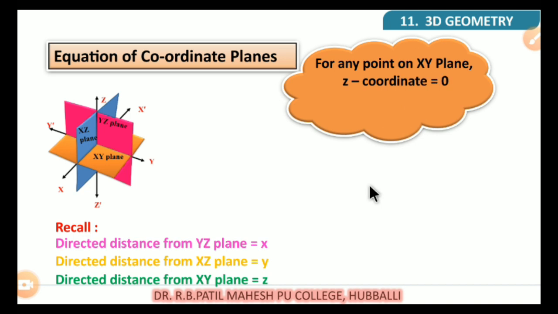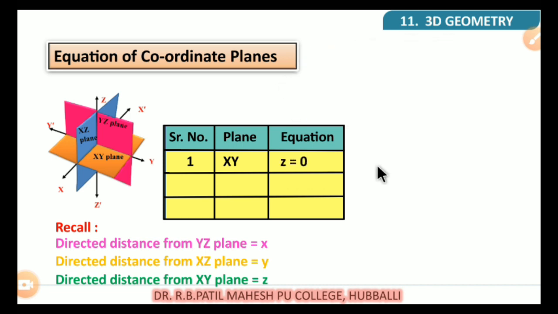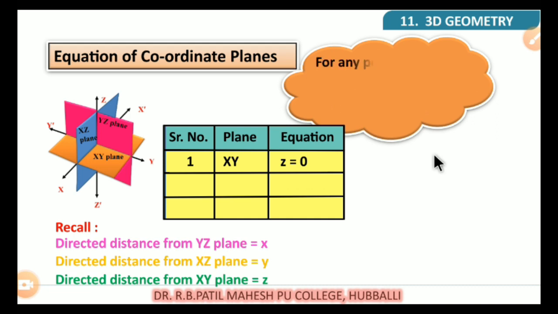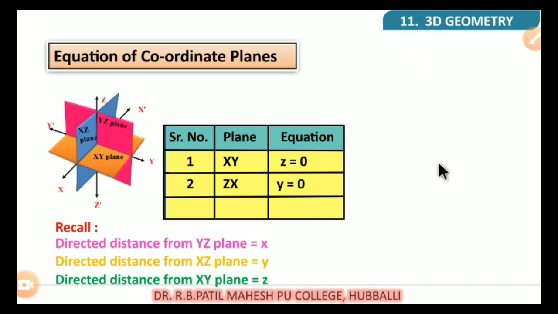Now for any point on xy plane, z coordinate is equal to 0. Therefore, the equation of xy plane is given by z equal to 0. So here I am going to give the table for equation of planes. For the xy plane we have the equation z equal to 0. Similarly, for any point on xz plane, y coordinate equal to 0. Therefore, equation of xz plane is y equals 0. So for the second one, it is zx plane, so its equation is y equal to 0.